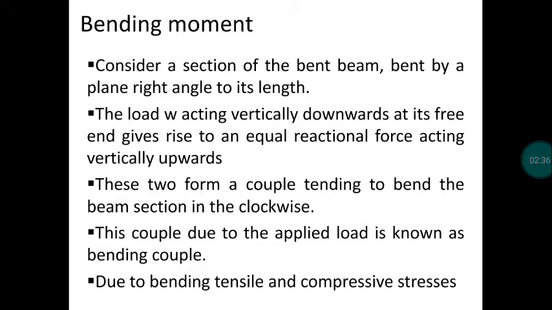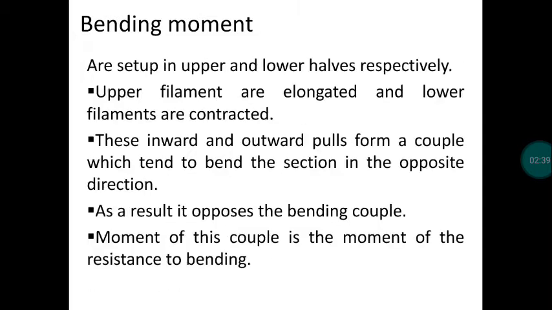Due to bending, tensile and compressive stresses are set up in the upper and lower halves respectively. Upper filaments are elongated and lower filaments are contracted. These inward and outward pulls form a couple which tends to bend the section in the opposite direction. As a result, it opposes the bending couple. The moment of this couple is the moment of the resistance to bending.